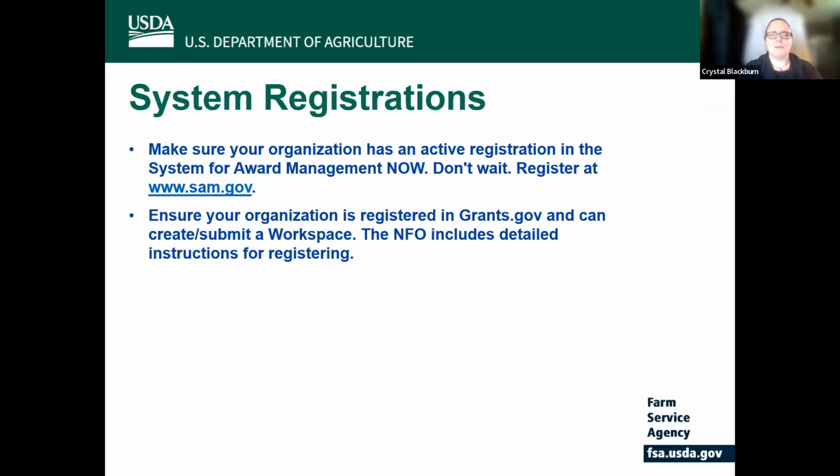Almost as critical, only slightly less critical, is your grants.gov registration. The NFO has detailed instructions for registering. When you open an account, you also have to make sure that you have the right roles assigned to the various folks who can actually submit an application on behalf of your organization. So once you have your account, don't stop there. There are several more steps that you need to take in order to be able to actually apply through grants.gov.